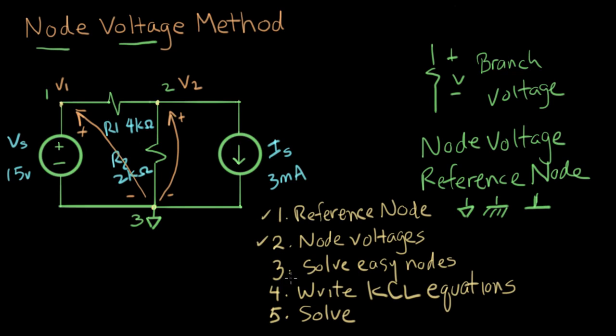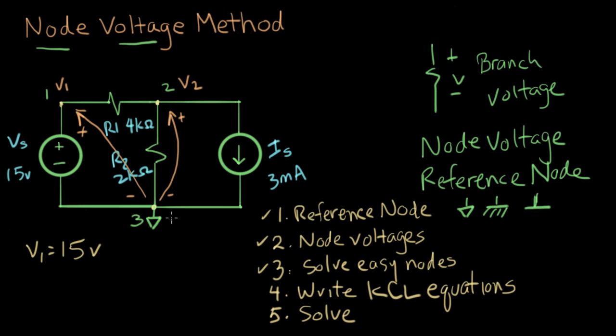And now we're going to solve, what does it mean to solve the easy nodes? The easy nodes are the ones that are connected directly to a source that goes to the reference node. That's an example of an easy node. So V1 is an easy node. So let's solve for V1. By inspection, I can say V1 is 15 volts. So that's step 3. The other node's not easy. The other node has lots of components and something interesting is going on over here. So this was step 3.